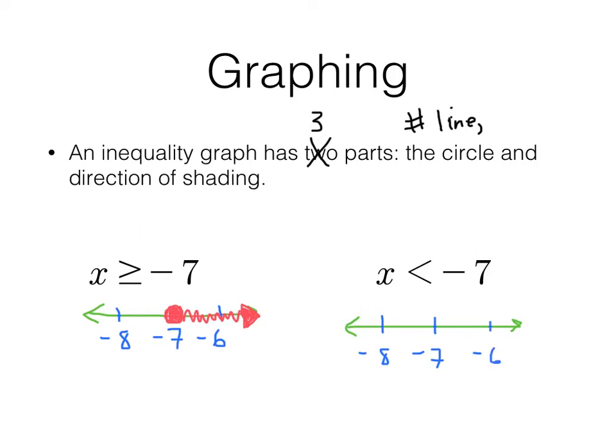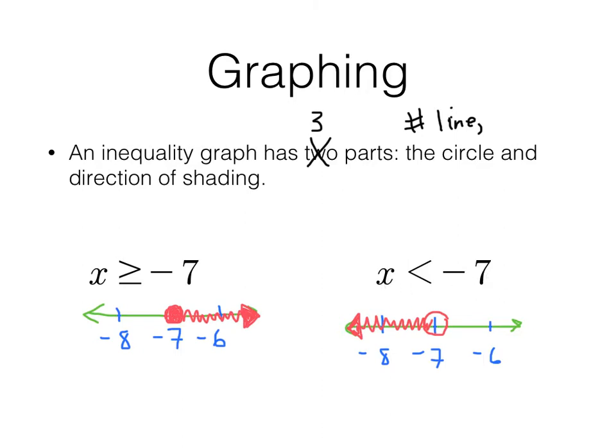Again, we have a circle. In this case, our circle is on the -7. And then, because we're talking about values that are smaller than -7, this time we shade to the left to show values that are smaller than -7. The open circle indicates that we start at -7, but we don't include -7, because -7 doesn't make this true.